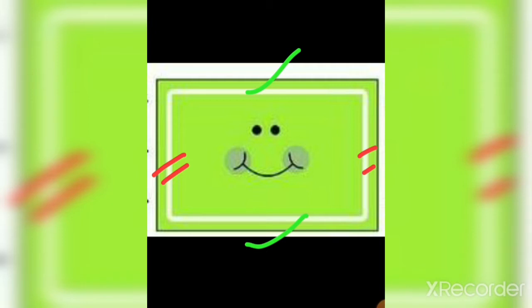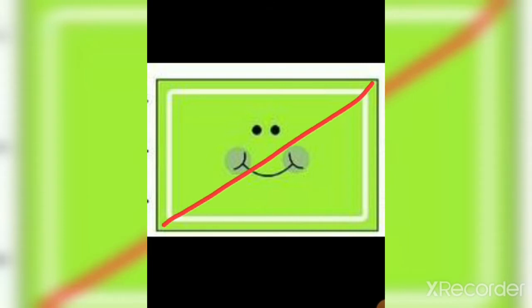If we draw a diagonal, what is a diagonal? If we connect two opposite angles, we get diagonals. Diagonal 1. Can you draw another diagonal? Yes, from here to here. The length of both the diagonals will be same.